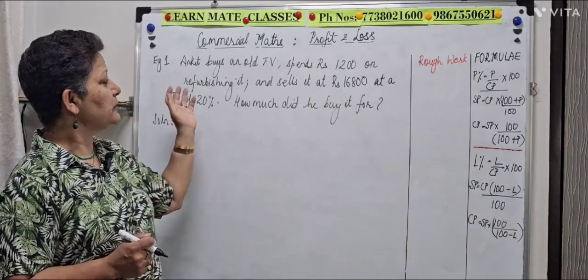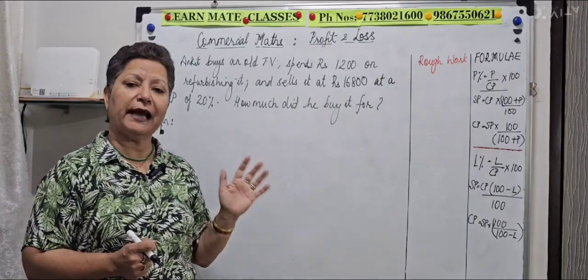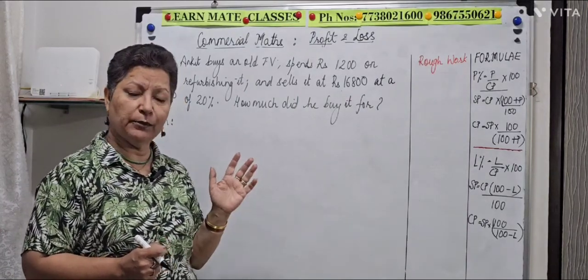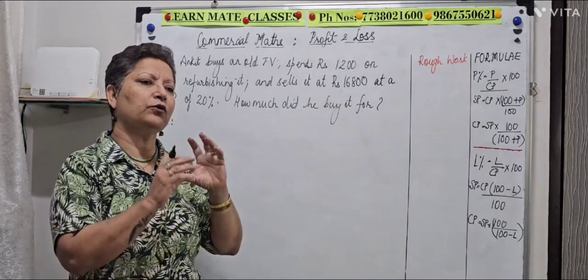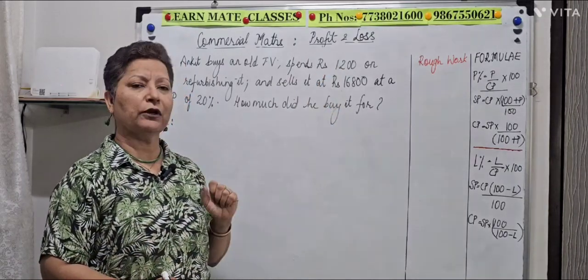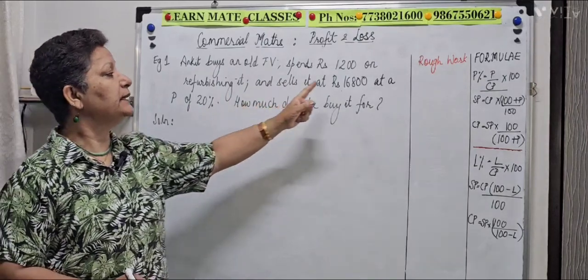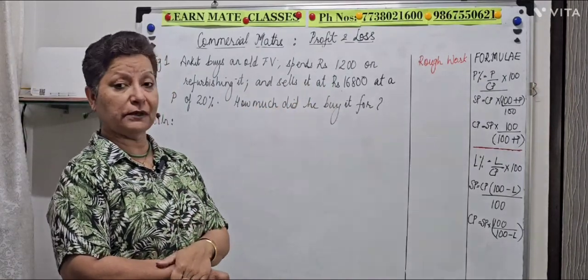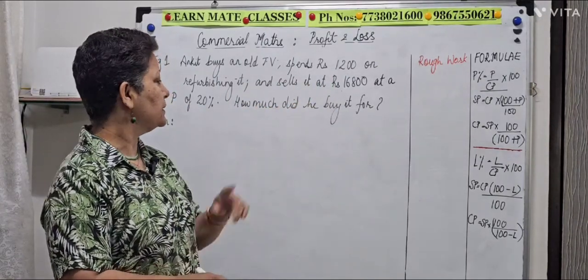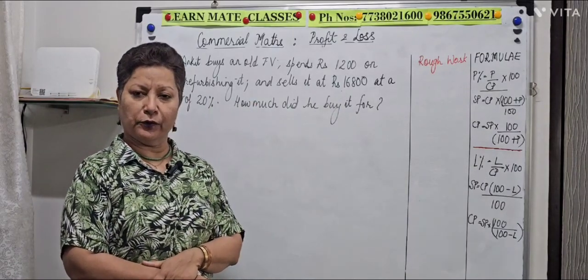Now, do you understand? Can you see in this particular question, have we been given the information as to how much he bought it for? No. We just know that he bought it for a certain amount. He had to spend 1200 rupees on it, but he made a profit of 20% in selling it at 16,800 rupees. The question for you is, how much did he buy it for?